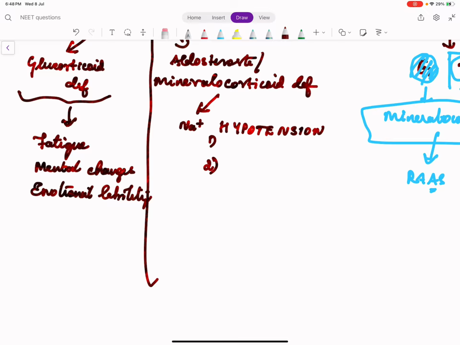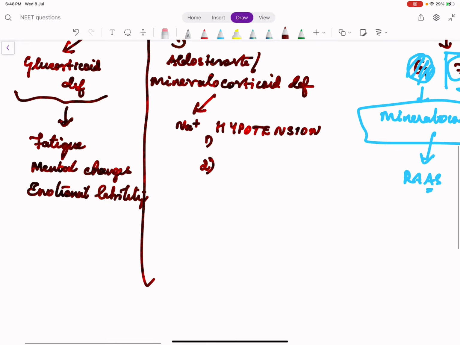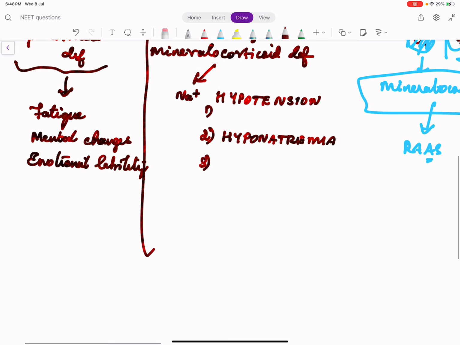The body cannot conserve sodium because ENaC channels are stimulated by aldosterone. When ENaC is not stimulated, sodium is not reabsorbed from the distal convoluted tubules of the kidney. So they go for hyponatremia. Potassium is excreted by aldosterone. When that is not there, there will be hyperkalemia.